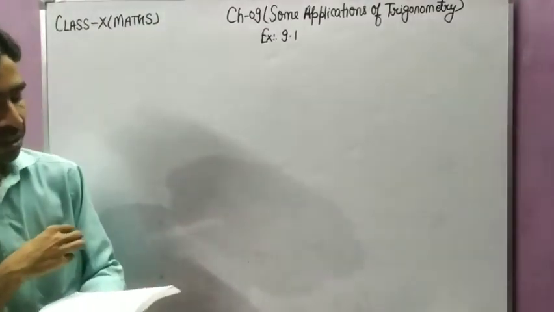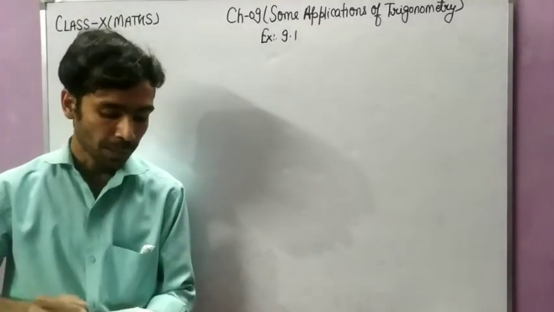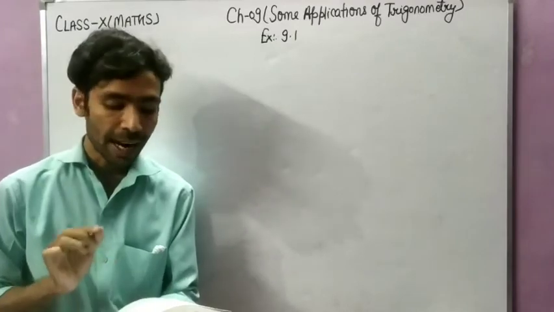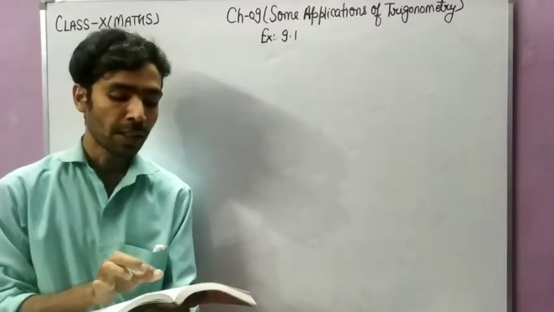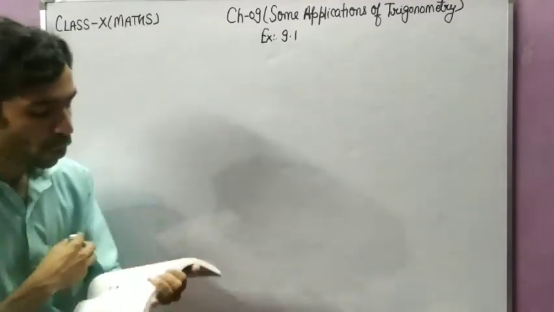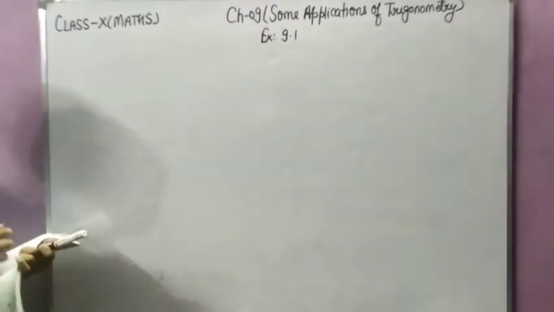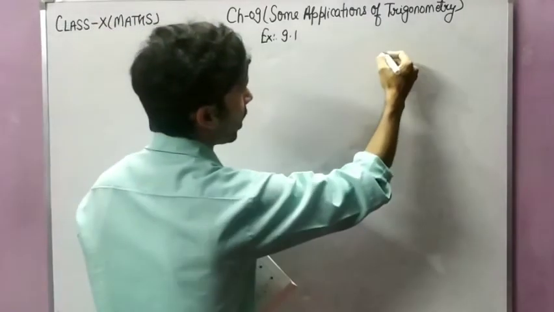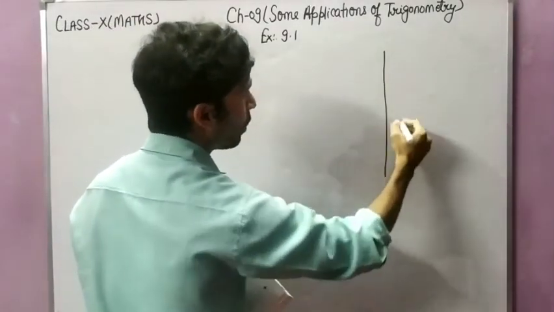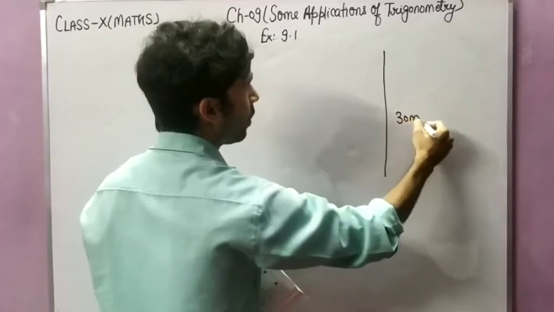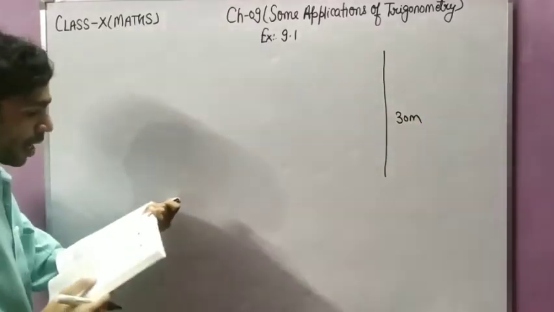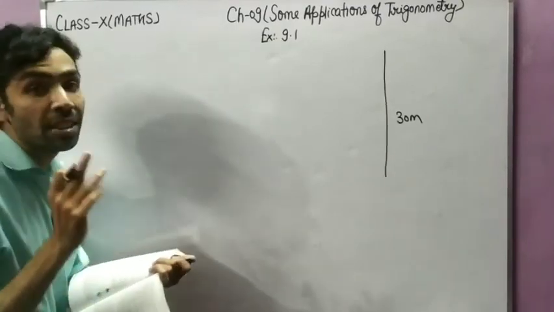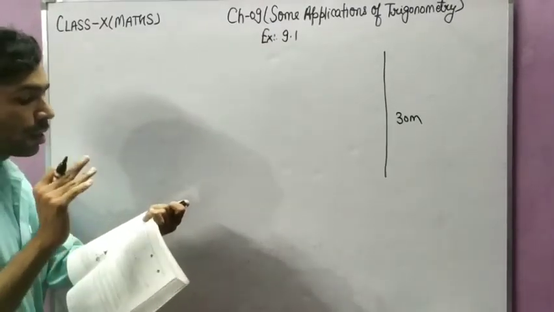So question number 6 of exercise 9.1 is that a 1.5 meter tall boy is standing at some distance from a 30-meter tall building. Okay, so whatever instructions are given, students, we will draw our diagram based upon that only. See, there is a 30-meter tall building, and a 1.5 meter tall boy is standing at some distance from the building.